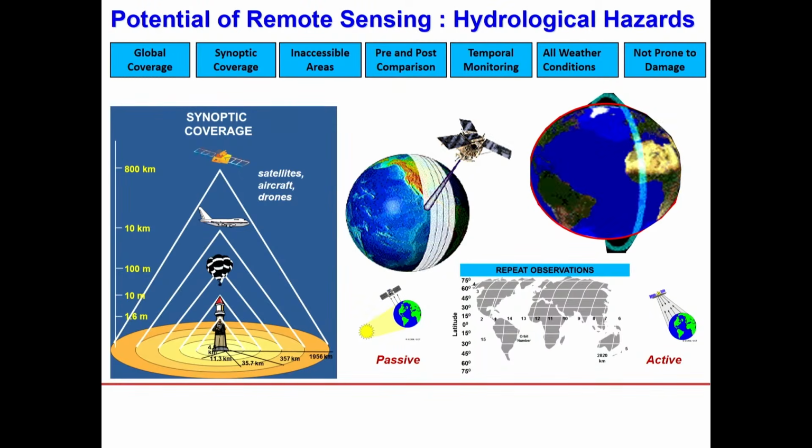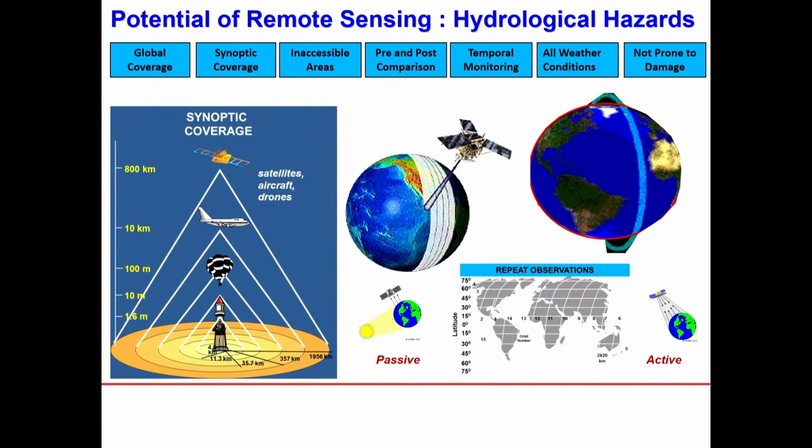And above all, all-weather capability is also an advantage of these satellites, because in monsoons or in adverse conditions we may have poor visibility, but some satellites are capable of viewing the earth in all weather conditions, and they are also not prone to damage, unlike the instruments on the ground, which can be washed away or may suffer damage in very severe events.